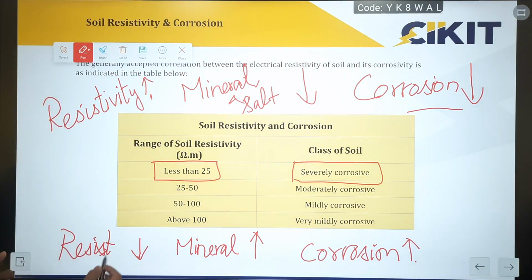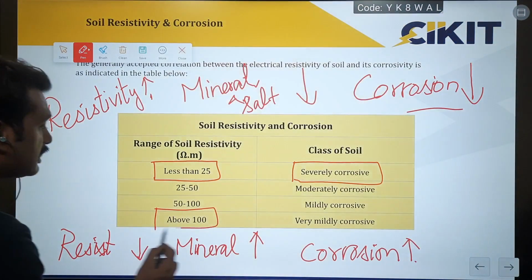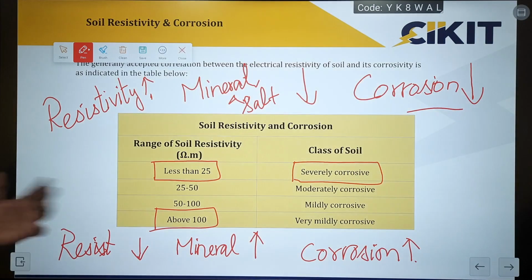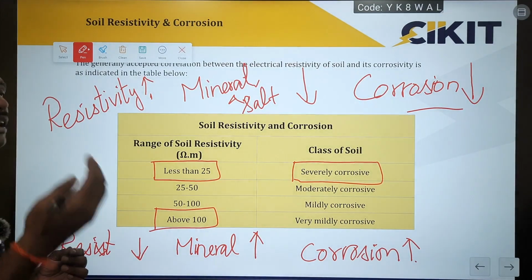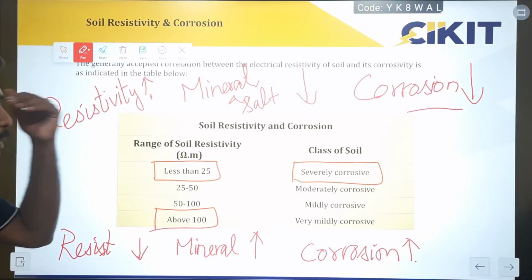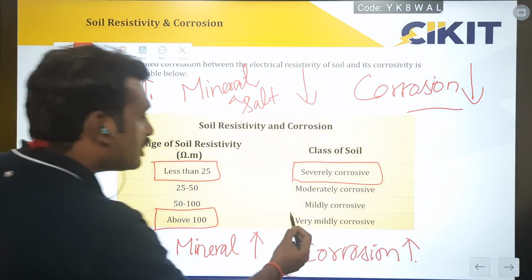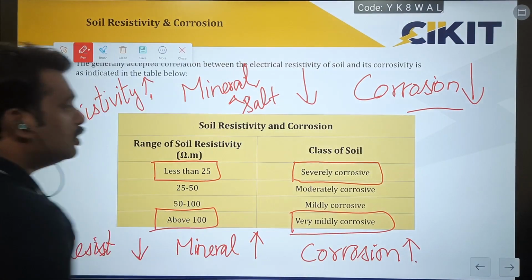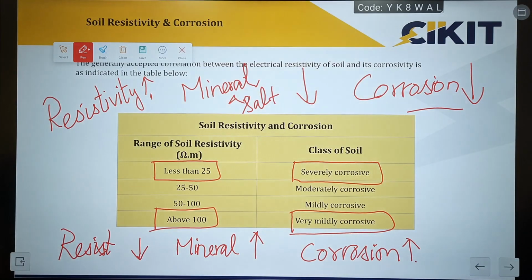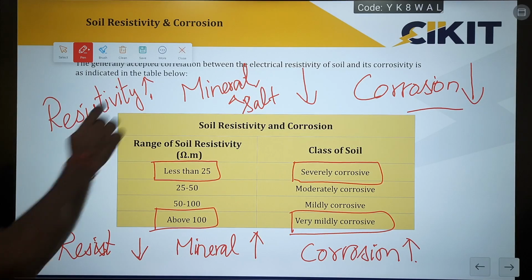So if you take another example, if the resistivity is greater than 100, then in that particular case, the minerals and salts in that particular soil condition will be very much lower, and hence the corrosion also will be very much lower. So corrosion and resistivity are inversely proportional. Since we are using this earth electrode directly on the soil, the material selected should have very good corrosion resistance property. So the corrosion resistance property of the material plays a crucial role in the material selection.